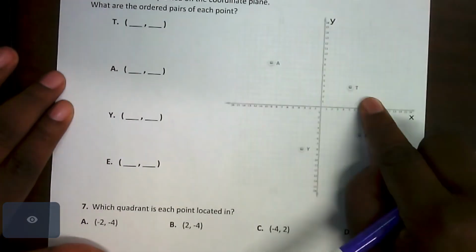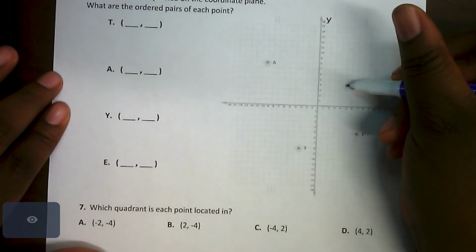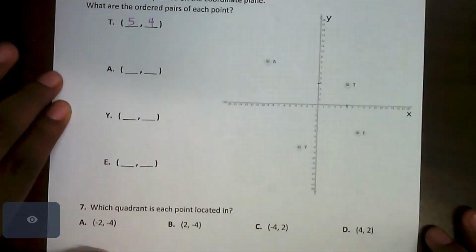So let's go ahead and take a look at where the T is. I look over on my x-axis and I see it lines up with 5. And then I go up and I see it lines up on the y-axis with 4. So this T for Tay is 5, 4.